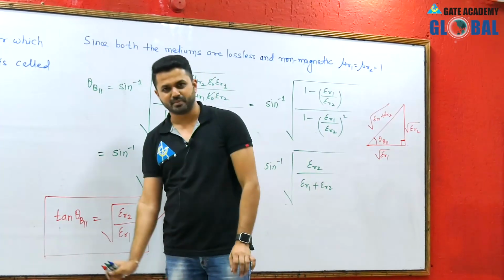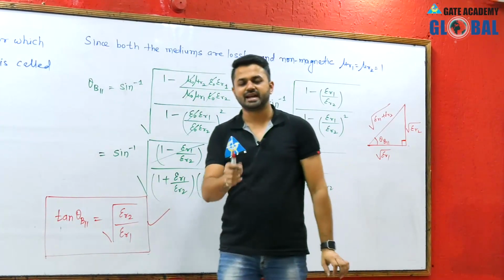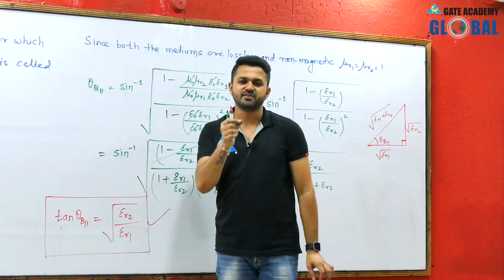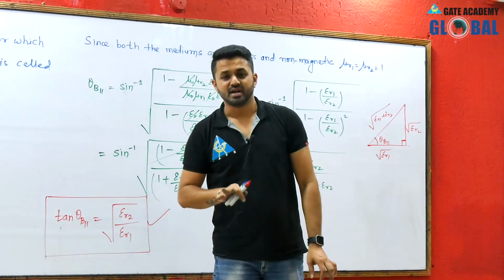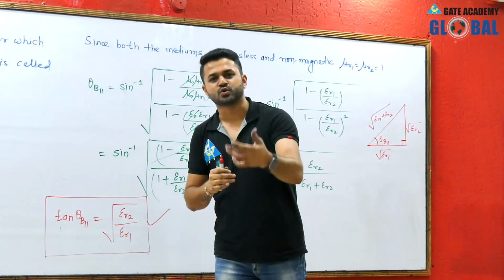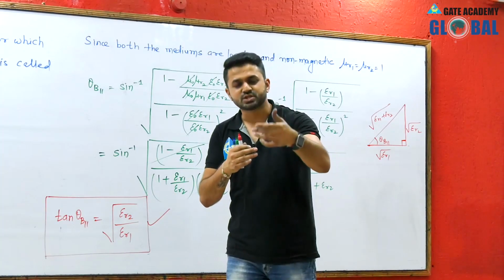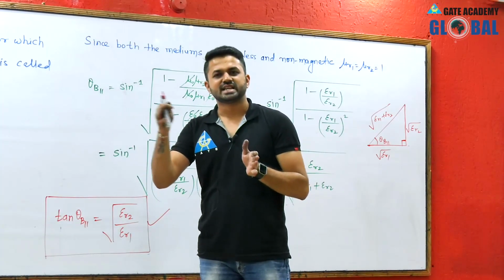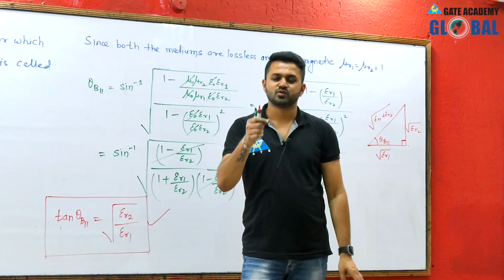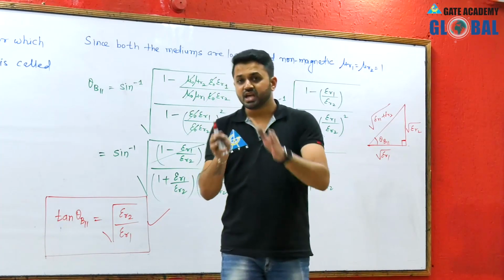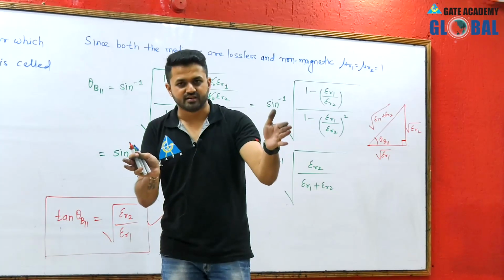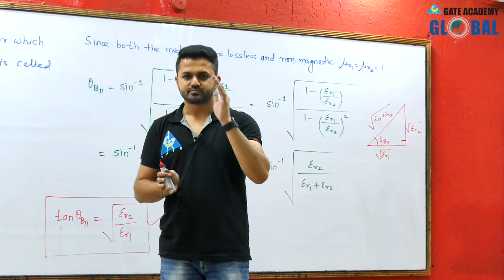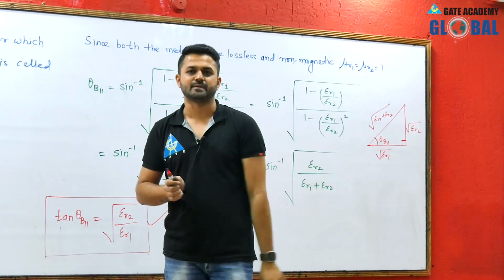If both the mediums are non-magnetic in nature, then you can calculate directly tan theta b parallel, which is the Brewster angle, that is the root over the permittivity of the second medium to the first medium. Since the wave is travelling from 1 to 2, the ratio of permittivity is 2 to 1. If the wave is travelling from medium 2 to medium 1, then the Brewster angle will become root over epsilon r1 divided by epsilon r2.